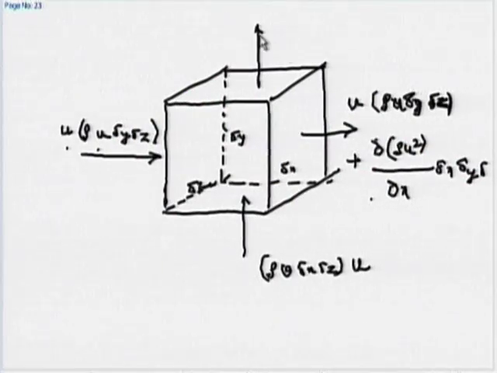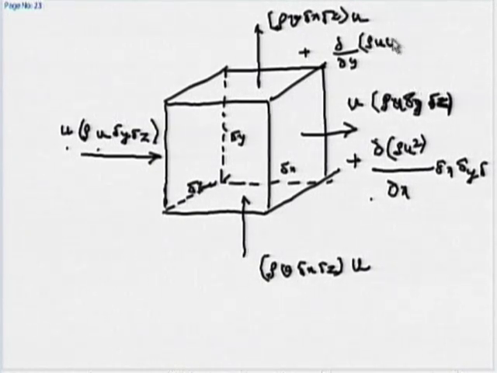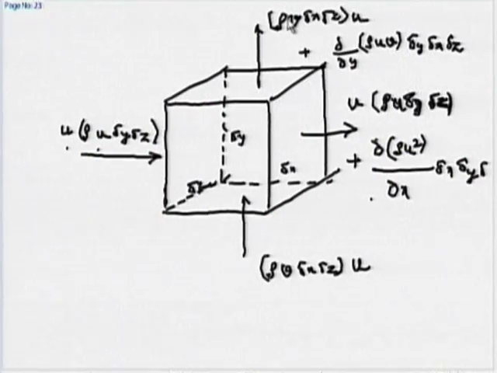So, I will have the outgoing momentum flow in the y direction as rho v delta x delta z into u, plus del by del y of rho u v delta y delta x delta z. I think two long equations, you are all getting tired, it is fine. So, we will continue with this derivation at 2 o'clock again. Professor Arun wants to pitch in and tell something.